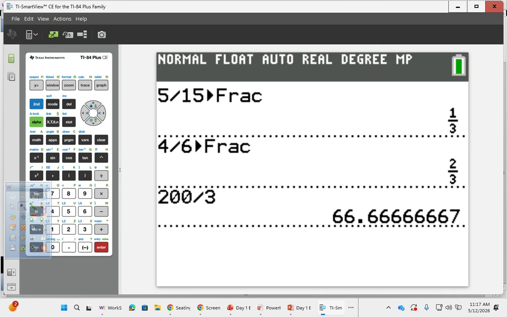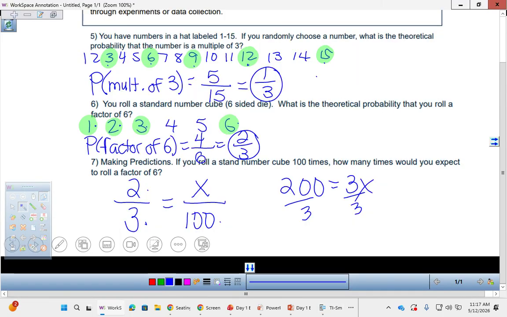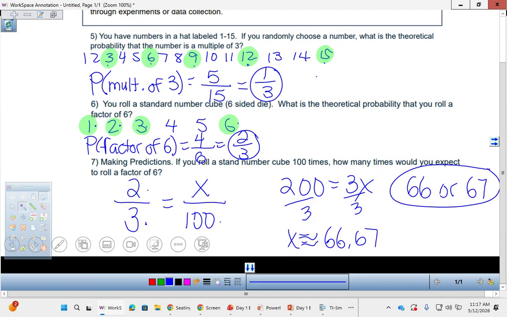Of course, math hates me and wants to keep giving me this atrocious number. All right, so X equals 66.67. However, we talked yesterday about how we're going to round that because I can't roll the dice a portion of the time. So you're going to round this either way. I would accept 66 or 67 as the answer here. You don't have to have both. You can pick one. You okay with that?